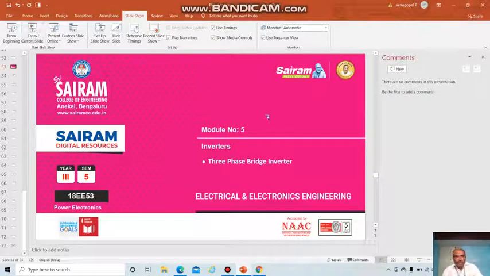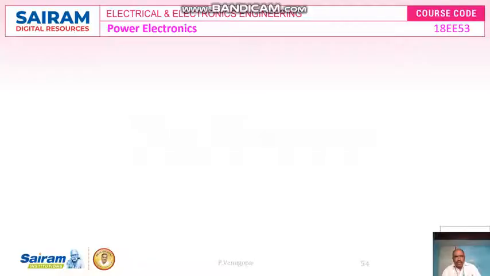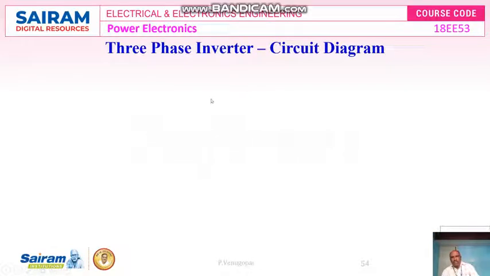Dear students, in this session we will discuss the three-phase bridge inverter. In the last session we discussed what a single-phase bridge inverter is. In the single-phase bridge inverter, we have two types: single-phase bridge inverter for the half wave and single-phase bridge inverter for the full wave.